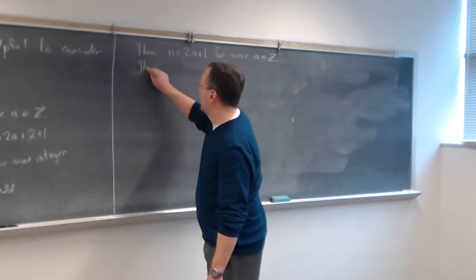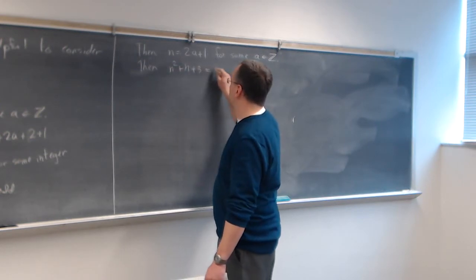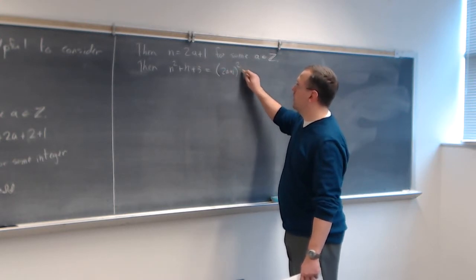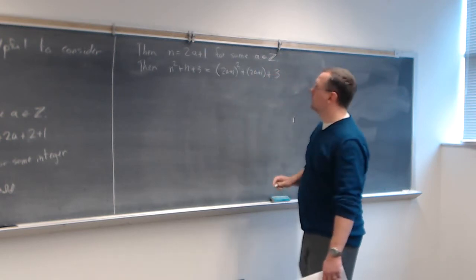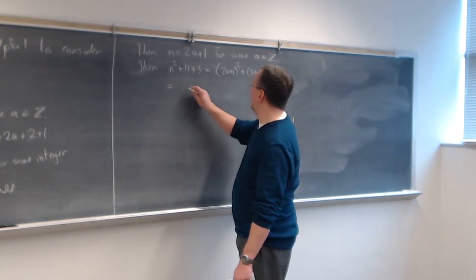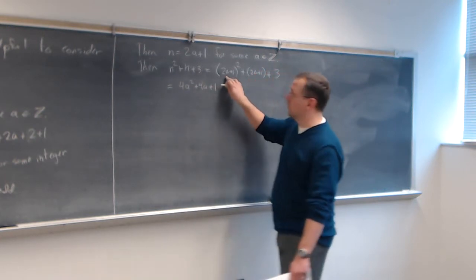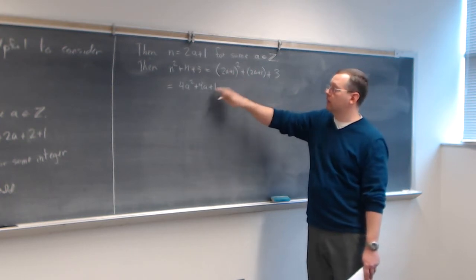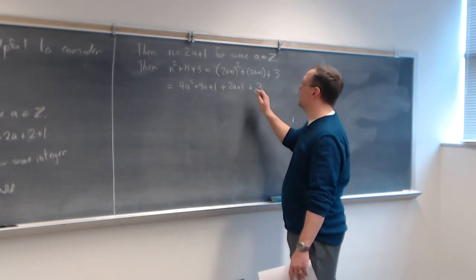Okay, then we just follow the same kind of thing we did over here, right? So we have n squared plus n plus 3. Substitute in 2a plus 1: (2a plus 1) squared plus 2a plus 1 plus 3. And multiply it all out. You have to do 2a plus 1 times 2a plus 1, using FOIL. Multiply that out, and you get 4a squared plus 4a plus 1, plus 2a plus 1 plus 3.